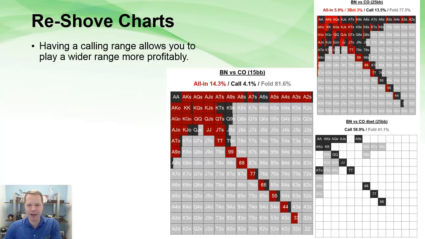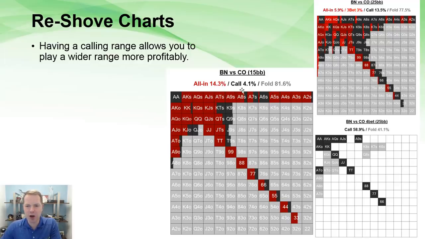In this scenario, we are on the button against the cutoff raise. Okay, so in this scenario, cutoff min raises, and we're on the button. As you see here, we get to call with 4.1% of hands. Now, this may not seem like a lot, but if you think about the all-in range of 14%, it's actually like a 25, 30% increase to the total range, right? We were playing 14, now we're playing a total of 18. So it's a pretty big increase.